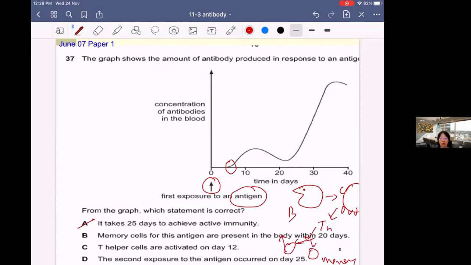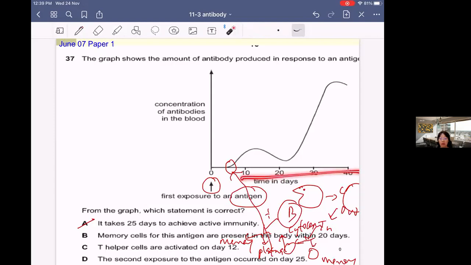Activated T helper cells secrete cytokines, so it activates the selected B cells to undergo clonal expansion. The cells divide and differentiate into memory cells and also plasma cells. Plasma cells will then secrete the antibody. Therefore, only from day 5 onward can you detect antibody, because day 0 to day 5 is when all these processes happen: phagocytosis, antigen presentation, clonal selection, and clonal expansion, before antibodies are produced.